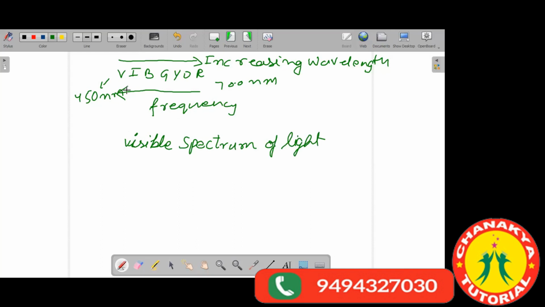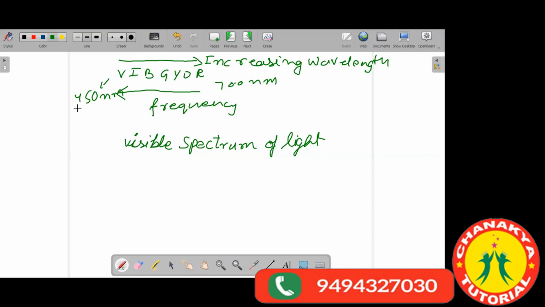There are other light waves also which are present, like you have the ultraviolet rays, you have X rays, you have gamma rays, but those are the radiations which are not visible. You also have microwaves, you also have radio waves, but they are not visible waves. The waves which are visible, which we generally call light, is the visible spectrum of the light.